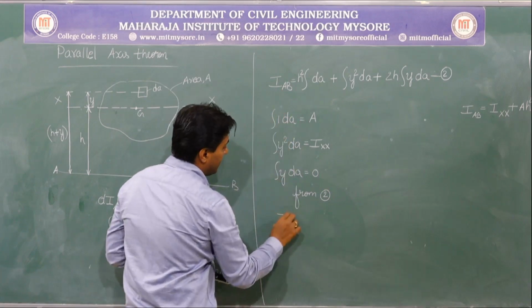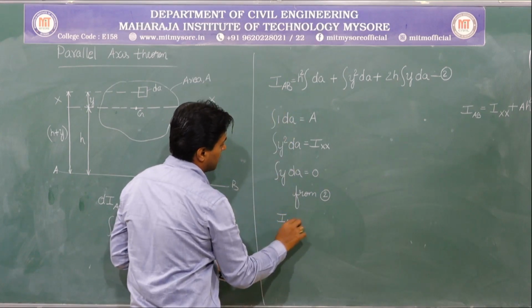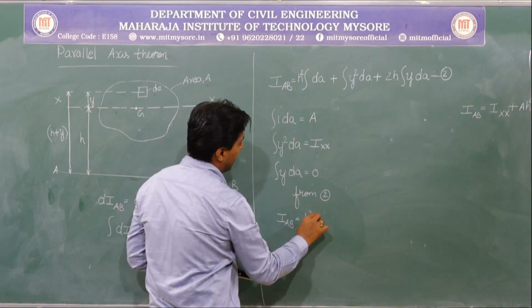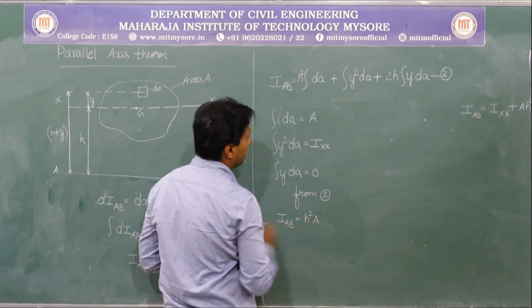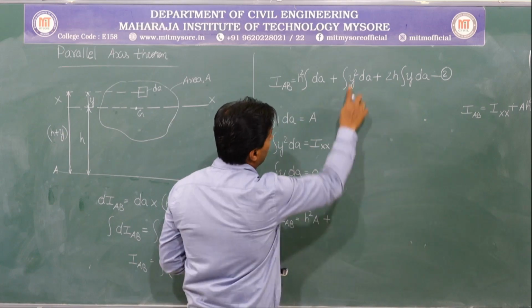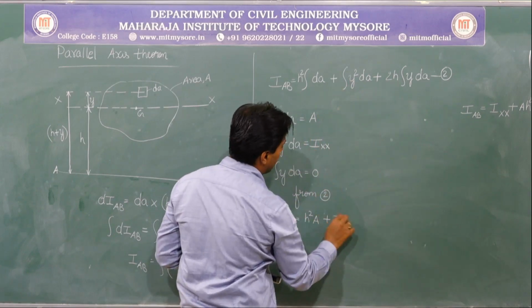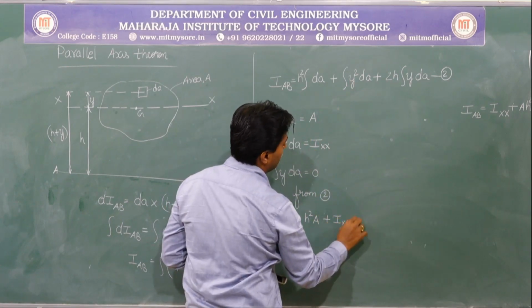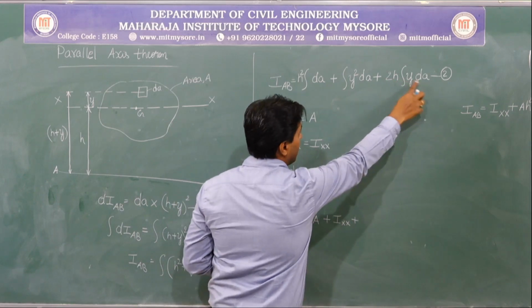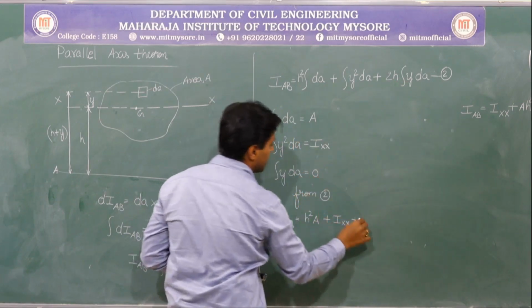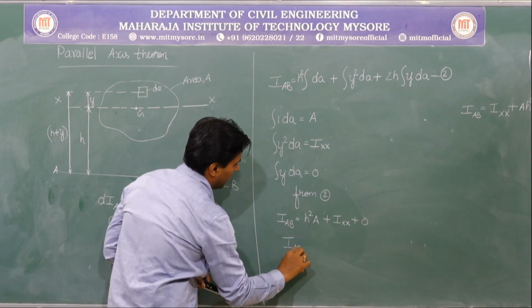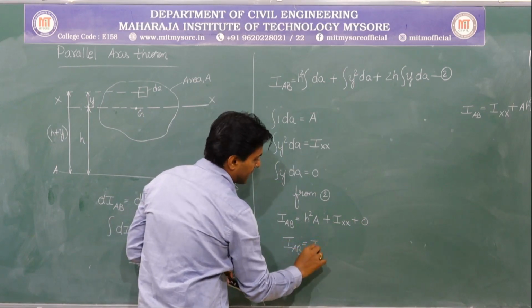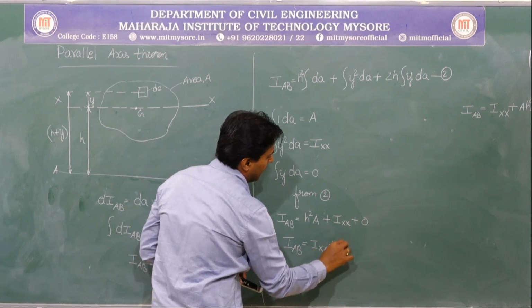So IAB is equal to h square into, what is integral of 1 into dA? It is capital A. Plus, what is integral of y square dA? It is Ixx. Plus, what is 2h into, what is integral of y into dA? It is 0. So finally, it is Ixx plus AH square.